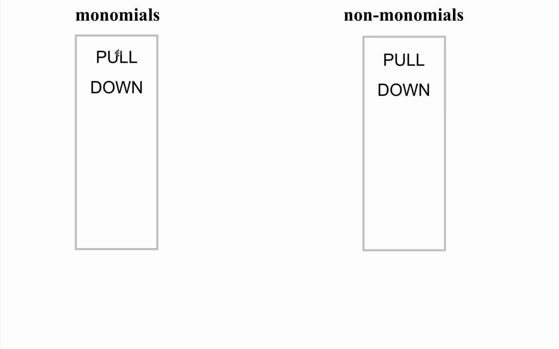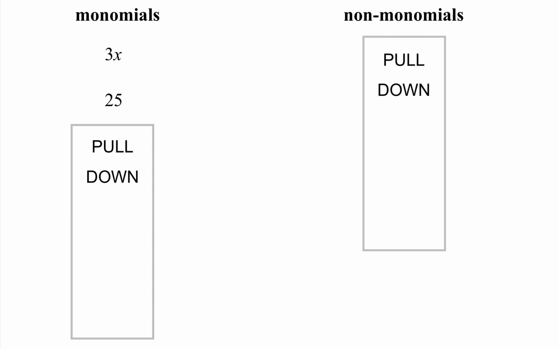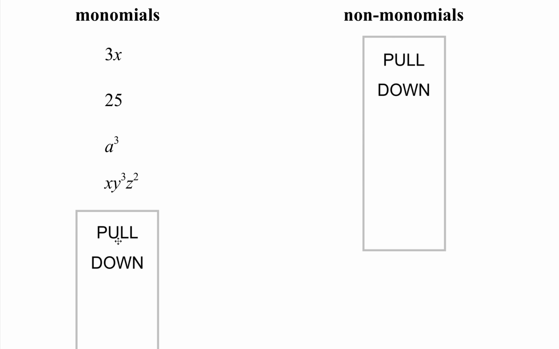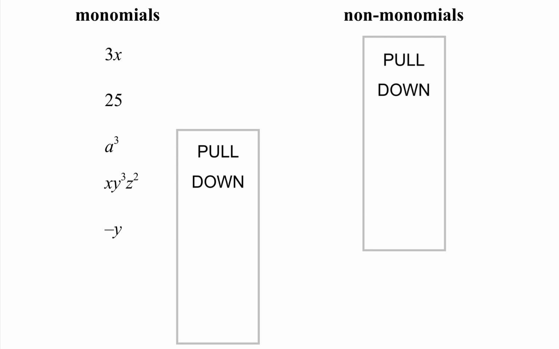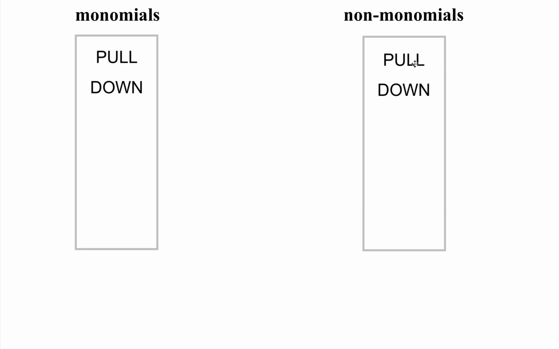So let's take a look at what monomials look like. 3x is a monomial. It's a single term, and it's a product of two monomials multiplied together. 25 is a constant. All constants are monomials. a to the third power is a monomial. It's a single term. x y cubed z squared is a monomial because they're all multiplied together. The thing to remember about monomials is there's no addition or subtraction to separate the terms. And negative y is also a monomial. It's like negative 1 times y.